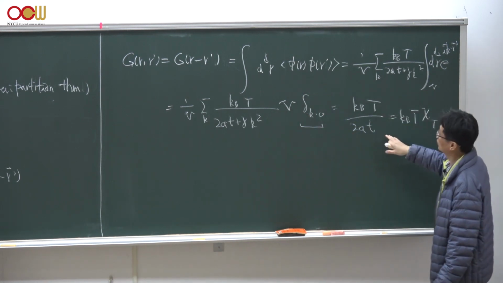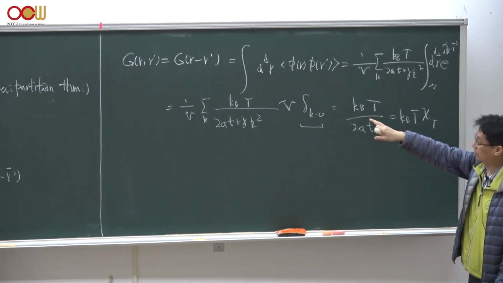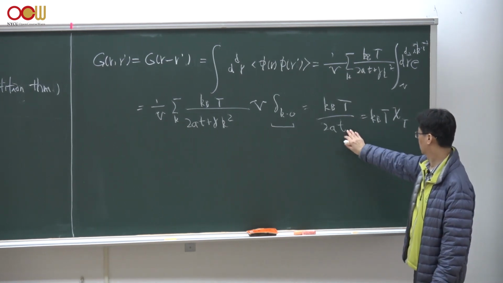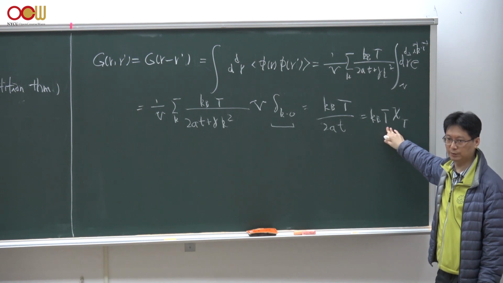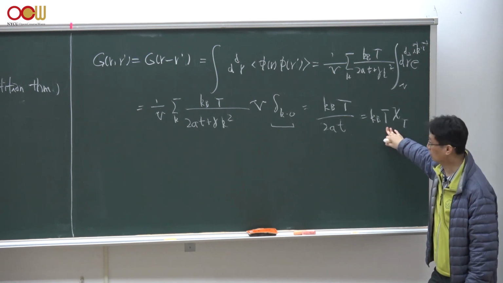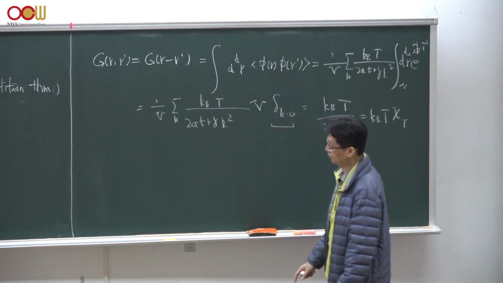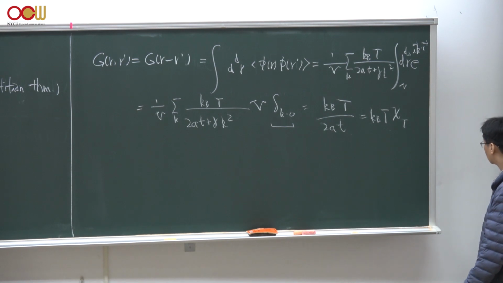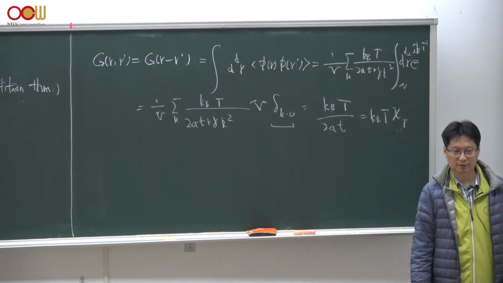And that Green's function in real space, G(r, r prime), or G as a function of the distance r minus r prime, is nothing but this k_B T times this isothermal spin susceptibility that we introduced earlier. So once we get this Fourier transform, this phi-phi correlation function, you could Fourier transform back to real space, and you get nothing but this isothermal susceptibility.